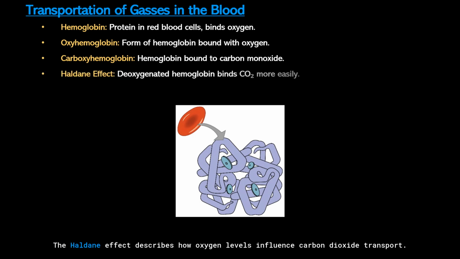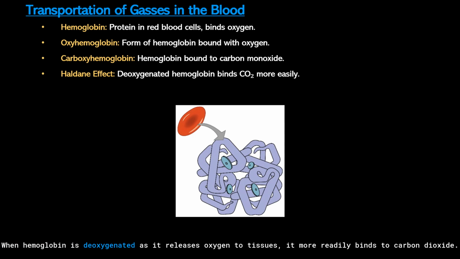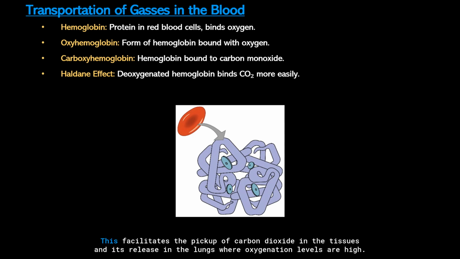The Haldane effect describes how oxygen levels influence carbon dioxide transport. When hemoglobin is deoxygenated as it releases oxygen to tissues, it more readily binds to carbon dioxide. This facilitates the pickup of carbon dioxide in the tissues and its release in the lungs, where oxygenation levels are high.